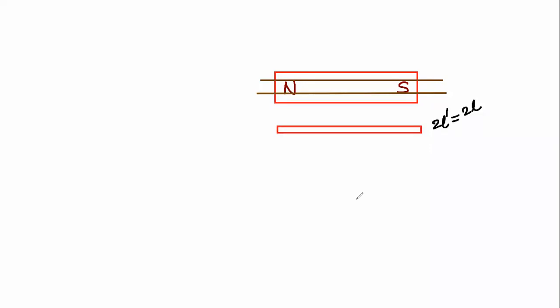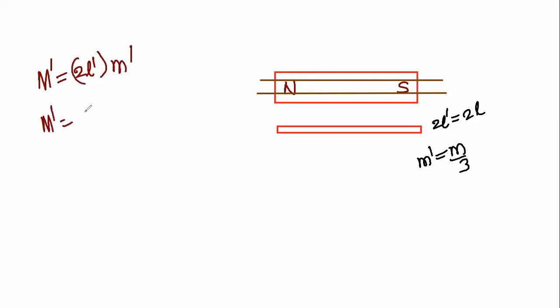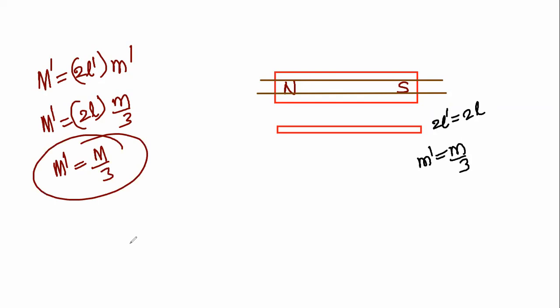No, length will be the same for each and every part. So the magnetic pole strength m dash is equal to m by 3. Therefore, the magnetic moment M dash is equal to 2L dash into small m dash. 2L dash means 2L into m dash, which is m by 3. Therefore, M dash is equal to M by 3.